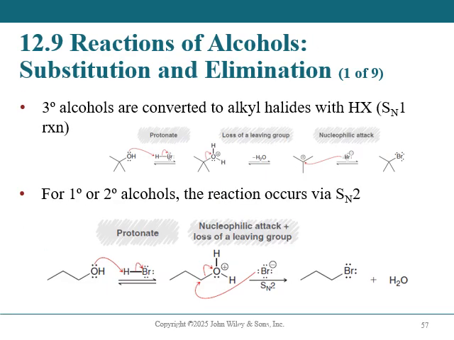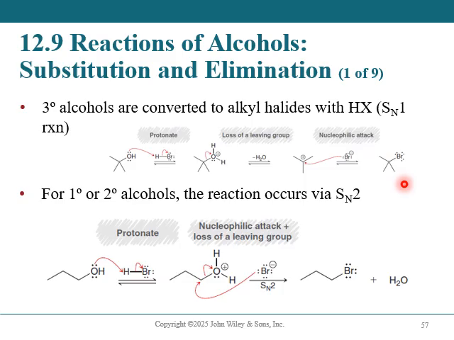Now let's talk a little bit about the reactions of alcohols, substitution and elimination. We already know the basis of it, we're just going to be applying it to alcohols. Let's start with tertiary alcohols. They're converted to alkyl halides with a hydrogen halide in an SN1 type reaction, just like the one we see here. You have your protonation, your OH. OH is a bad leaving group, but H2O is actually a very good leaving group. It leaves, forms your stable carbocation, and then you get your halogen.